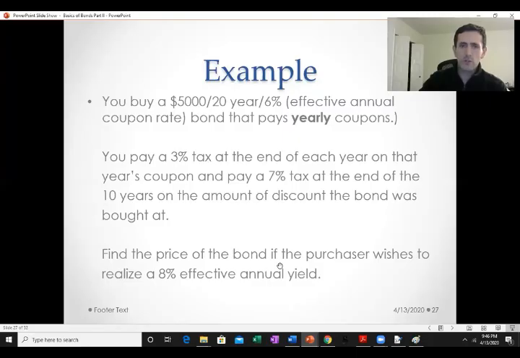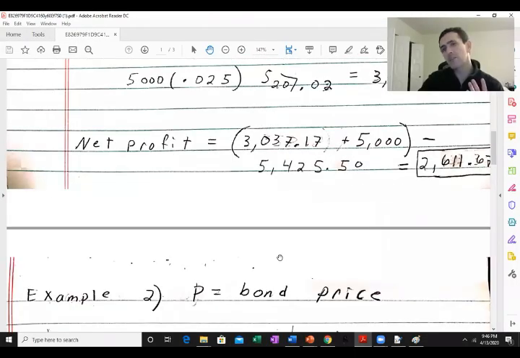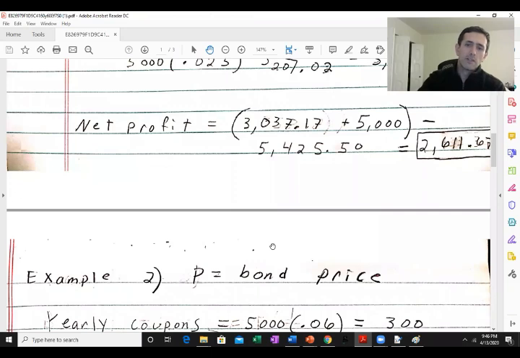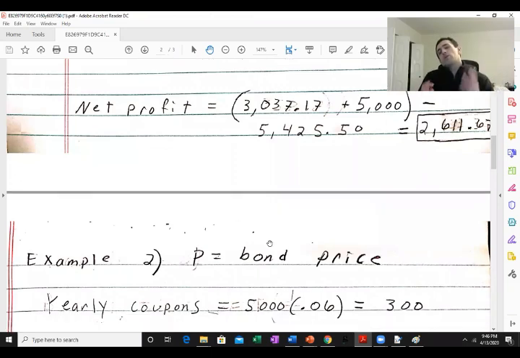Okay, so let's do this problem here. Let's say P is the bond price. We can't just willy-nilly use our bond formula because the bond formula does not take into account the fact that you pay a tax on the bond. But that's okay, because the bond formula is just the present value of everything. That's what we said the bond price is, and this is no different. So we're going to take the present value of everything.